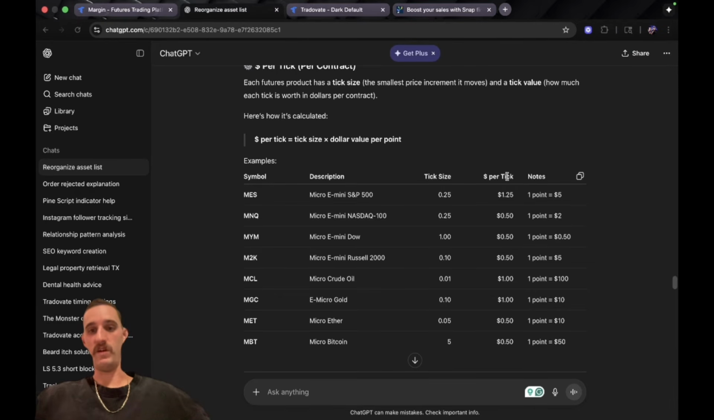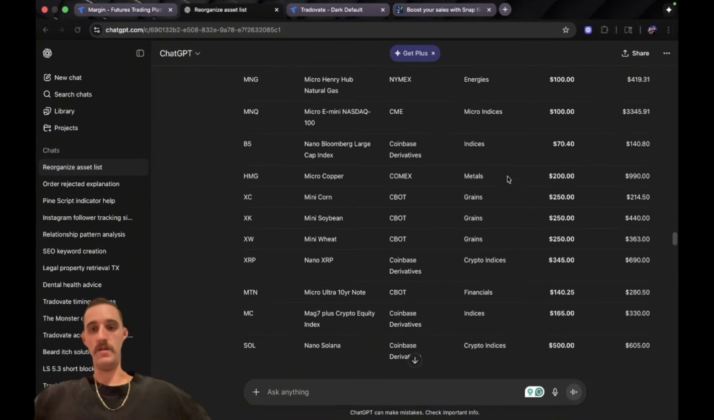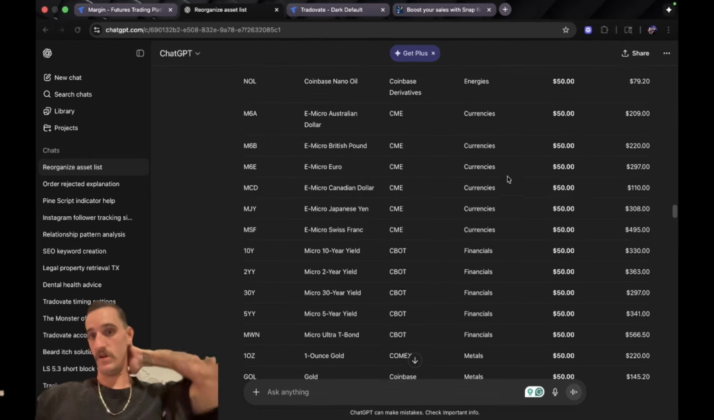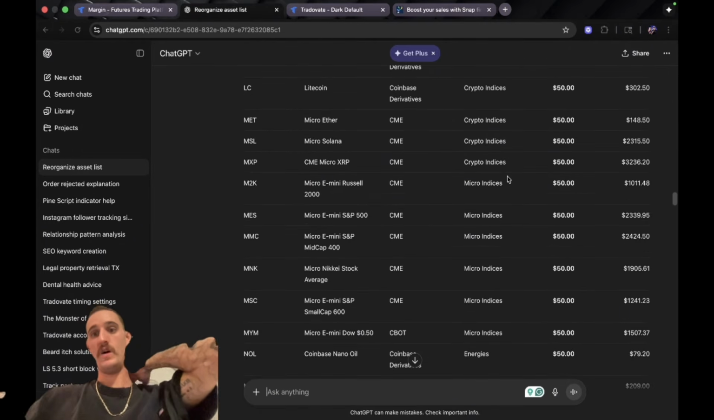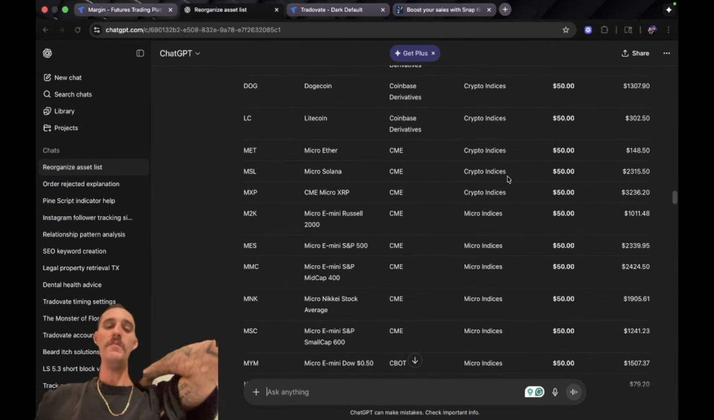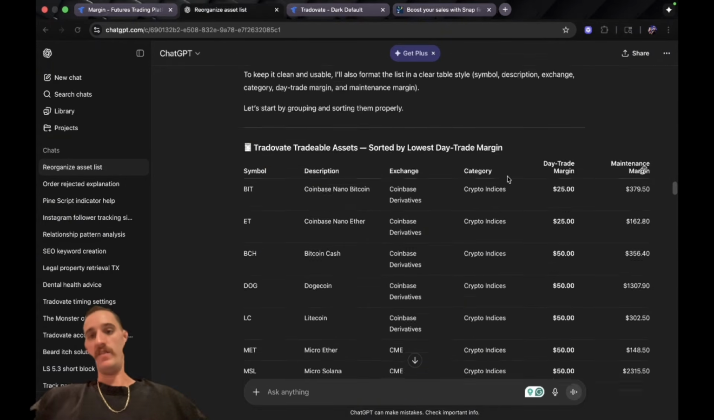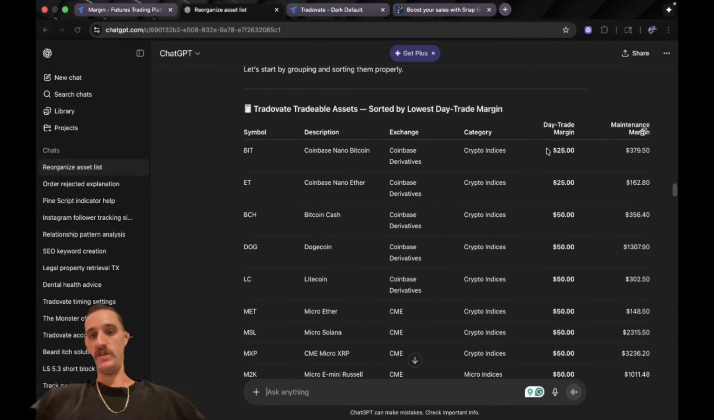and we asked it a very simple question. Can you organize this top down for the lowest amount of day trading volume required that I need to be able to trade certain assets? And in this case, it went ahead and listed it all out for me. So as you can see, your day trade margin right here, and then you have your maintenance margin just like we showed over there. And these are your $25 ranges, which I'm not a crypto guy.